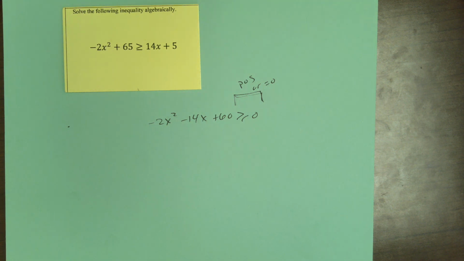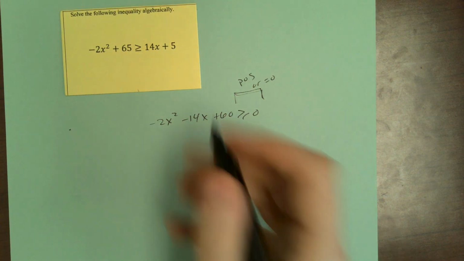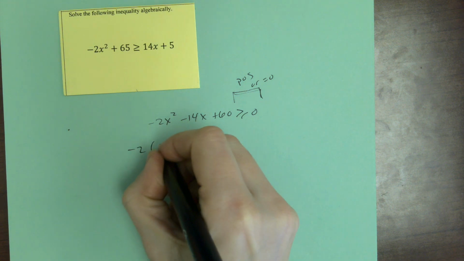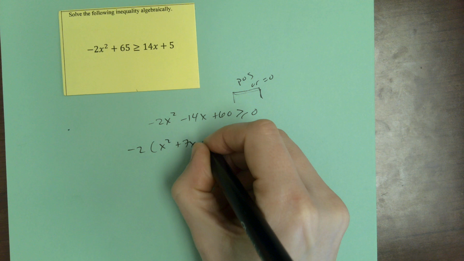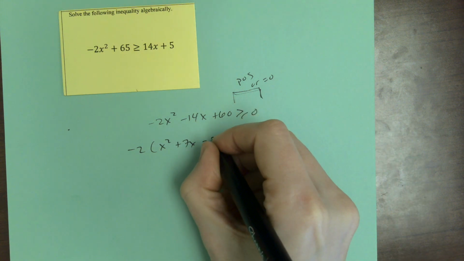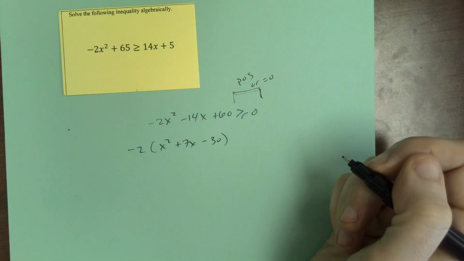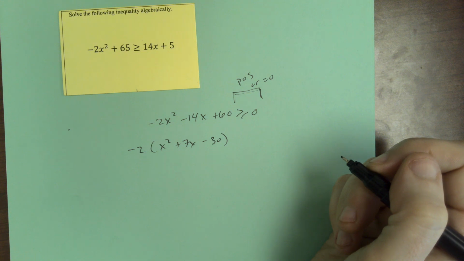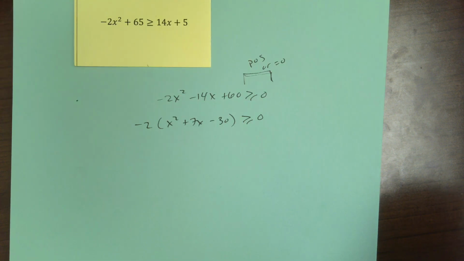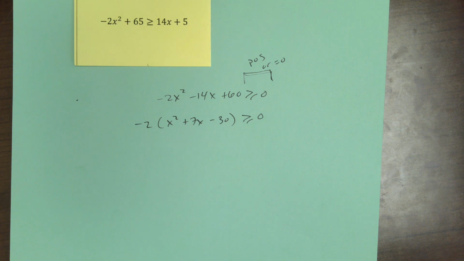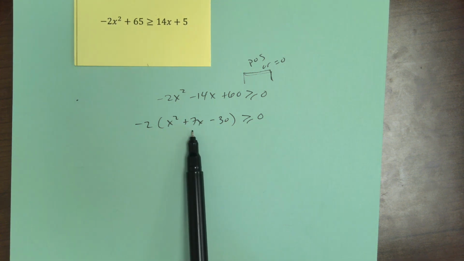Okay, so now I have to factor this. I could take out a negative 2: x squared plus 7x minus 30. I hope this works. 5 and 6? Oh, 3 and 10. Good. Alrighty, so two numbers that multiply to make negative 30 and add to make positive 7.